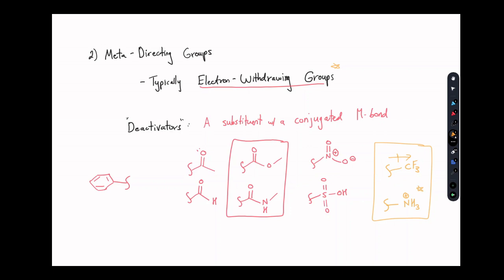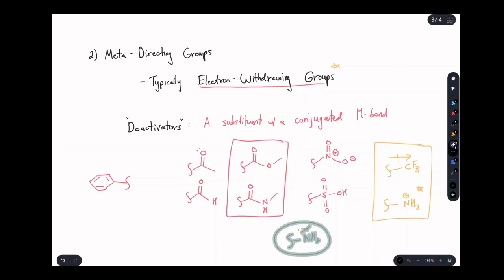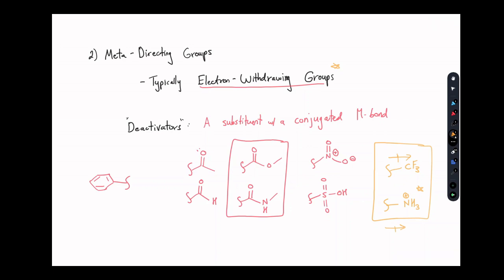Another interesting one is the NH2 group, which typically has a lone pair and is an ortho-para director, or an activator. When it's protonated in the presence of acid, it turns into NH3+ and no longer has that lone pair. If we think about what positive charges tend to do when they're near electrons, they attract electrons toward them. So this group is also an electron withdrawing group.